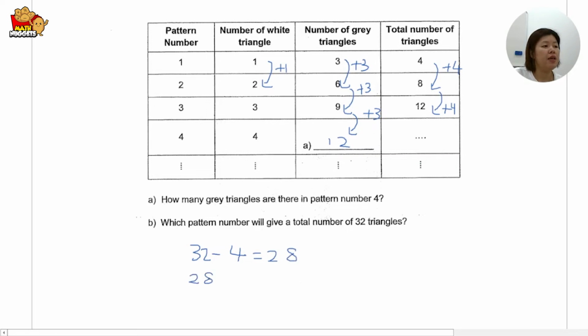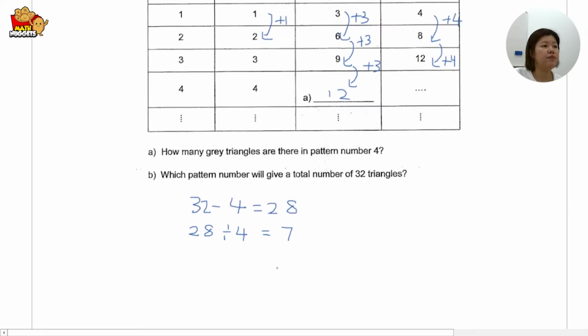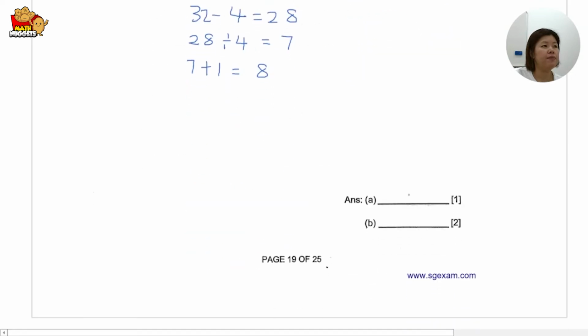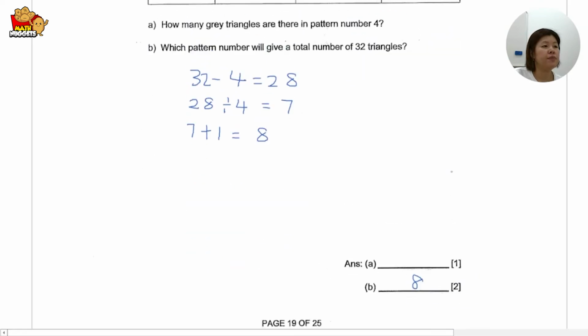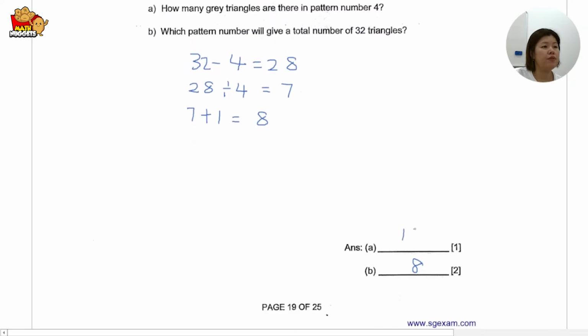So 28 is my number of triangles in between, and I divide by 4 because each time I move is plus 4. I will have 7, and 7 is my pattern number in between. I must remember to add my first pattern number, so 8 is my pattern number, and the first one is 12.